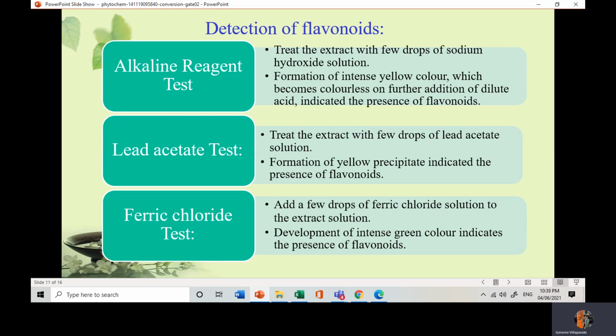Ferric chloride test. Development of intense green color indicates the presence of flavonoids.